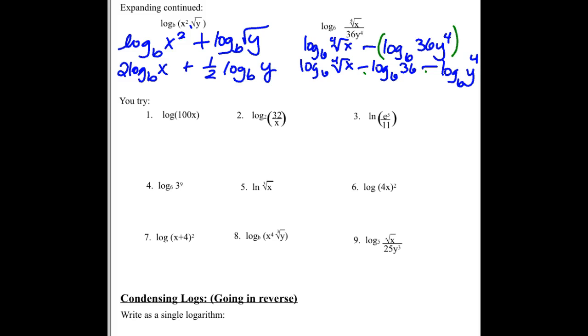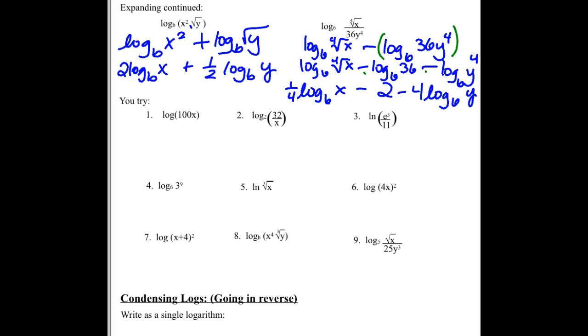What would we do with this 4th root? All right, so we have 1/4 log base 6 of x. How about log base 6 of 36? We can simplify that. 6 to what power gives us 36? A 2. Log base 6 of 36 is just a plain 2. Okay? Log base 6 of y to the 4th, what can we do with that? Good, pull the 4 out. So minus 4 log base 6 of y. Okay, and that would be considered fully expanded.